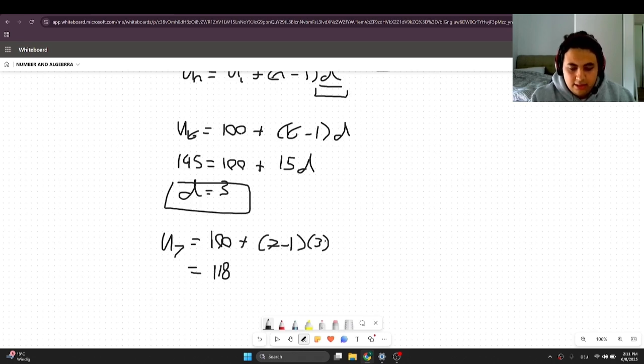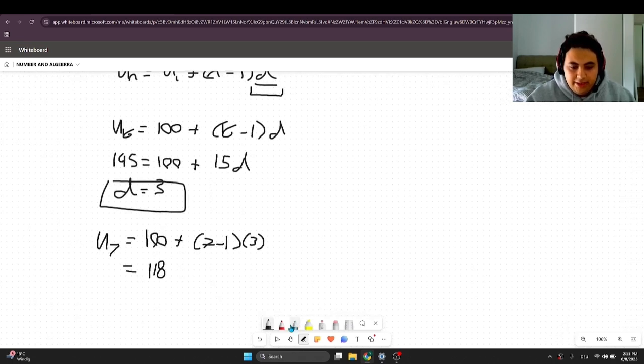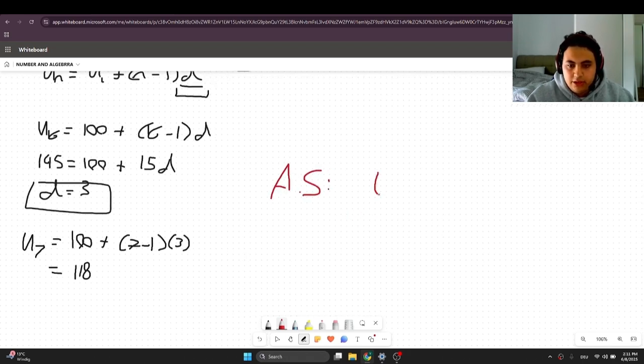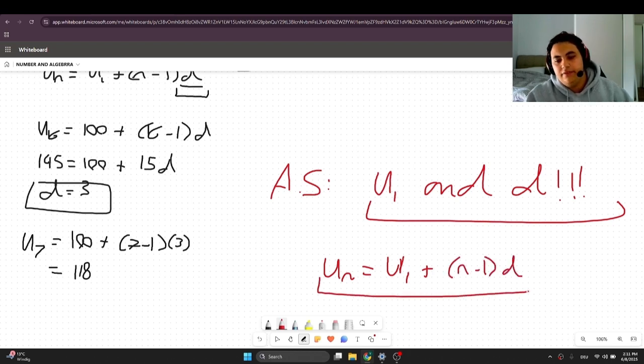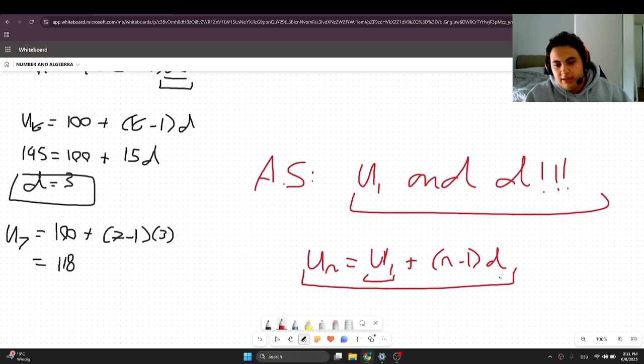So that's that. Now, just as a final reminder, for an arithmetic sequence, make sure that you know u1 and d. These two values are probably the most important because they are what help us build this formula, u_n equals u1 plus n minus 1 times d. If you have the variables that are needed for this formula, then you are good to go, because whatever term you're trying to find, u_n, you're going to have n for, and that's that.